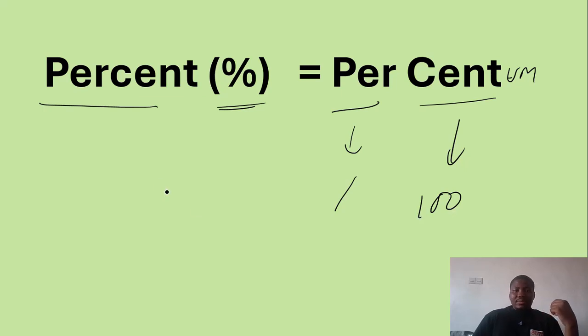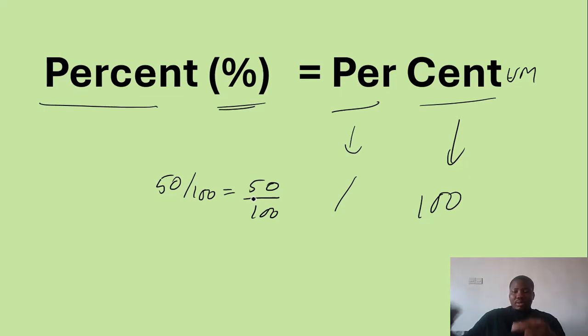So when you say 50%, it means 50 per what? Like this division sign, 100. Make sense? So 50% is like 50 over 100. But most times we don't just use the word on its own, we use it as maybe 50% of something.